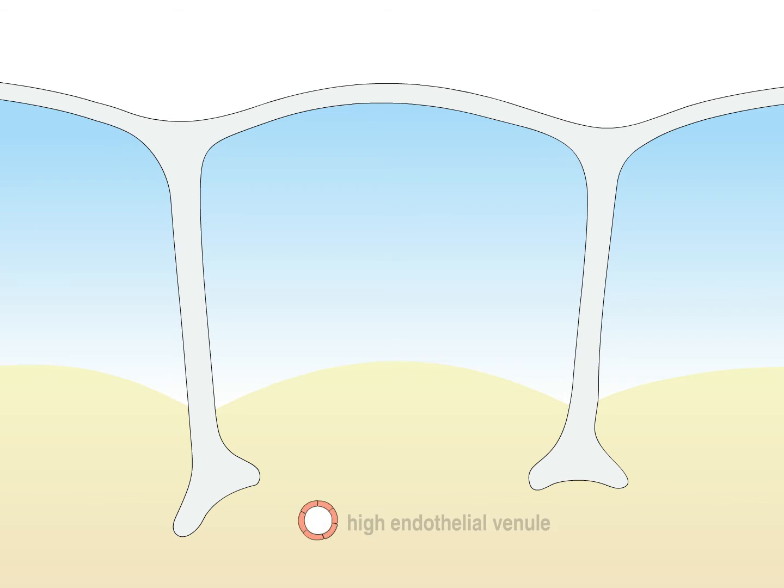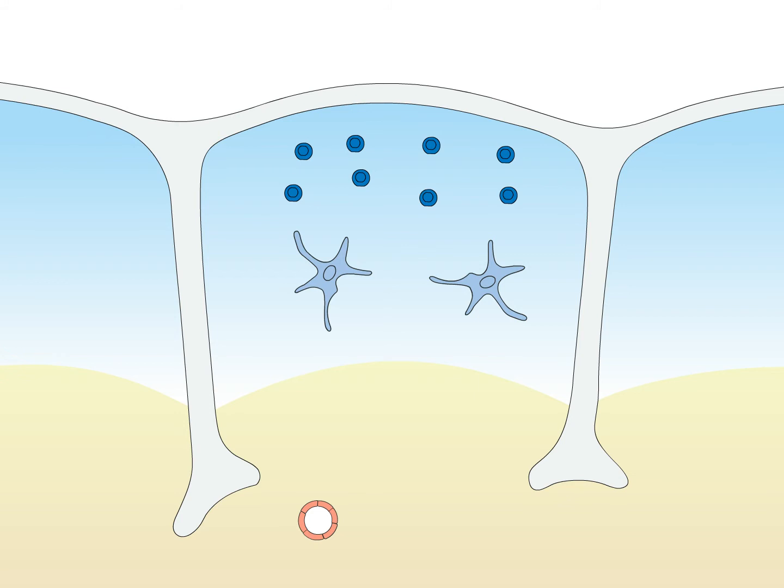T-cell progenitors enter the thymus through high endothelial venules and migrate to the subcapsular region, where these thymocytes start their process of maturation by rearrangement of their T-cell receptor genes. As maturation proceeds and the cells begin to express a specific receptor, they move further into the thymic cortex.